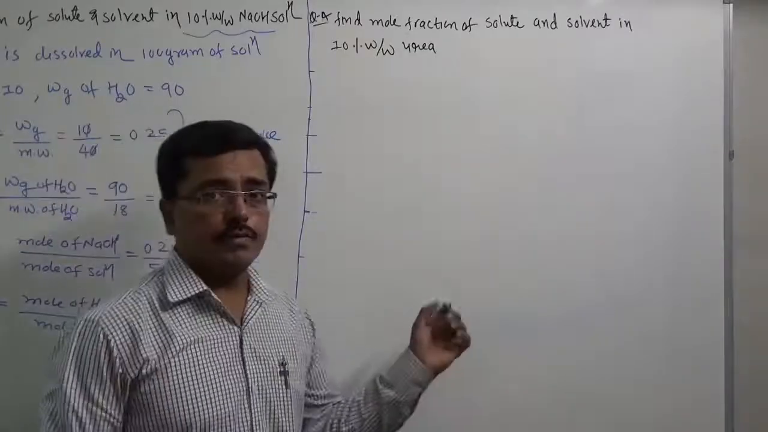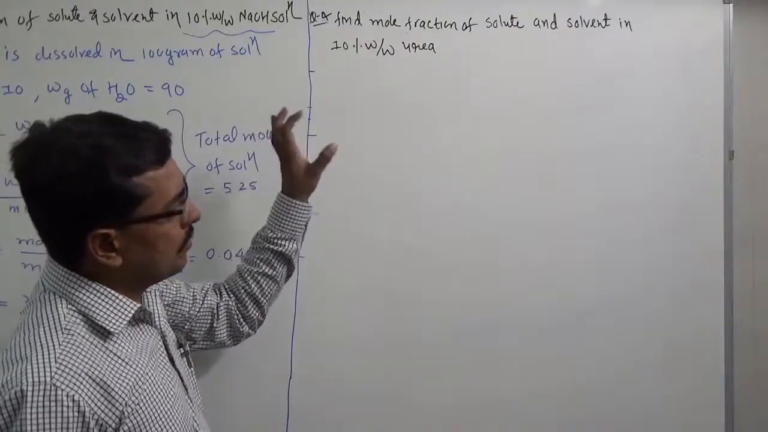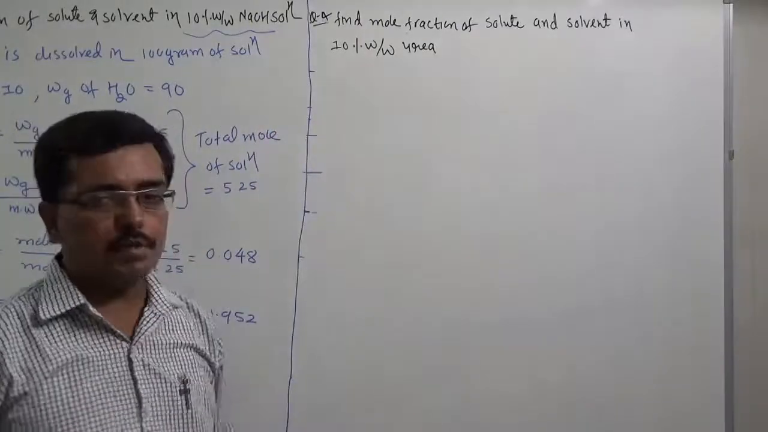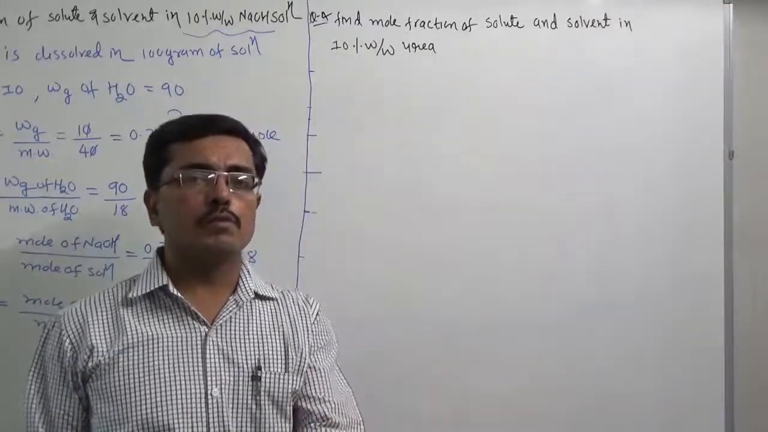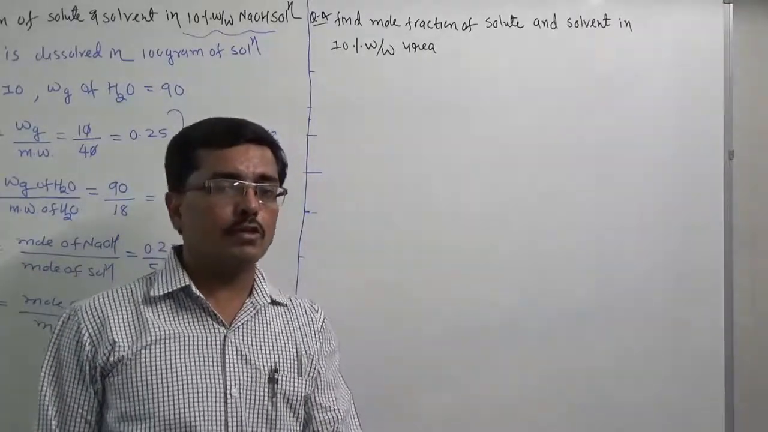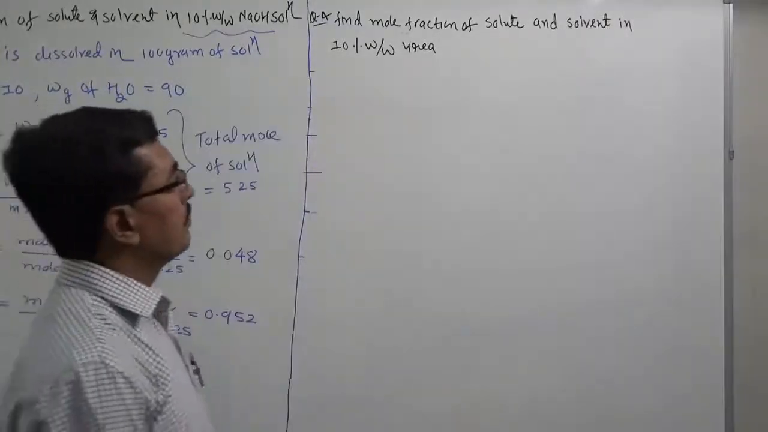Now question 4 for you. The statement is: find the mole fraction of solute and solvent in a 10% urea solution. Now I hope you can do it by yourself. Please pause your mobile or laptop and do it by yourself. Then match your answer with mine. I hope you have completed.